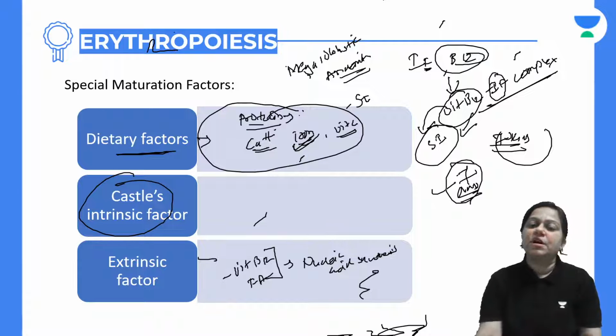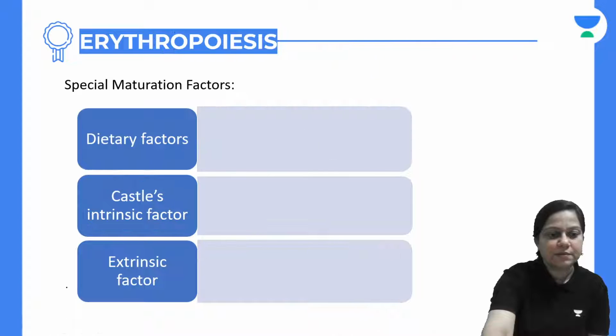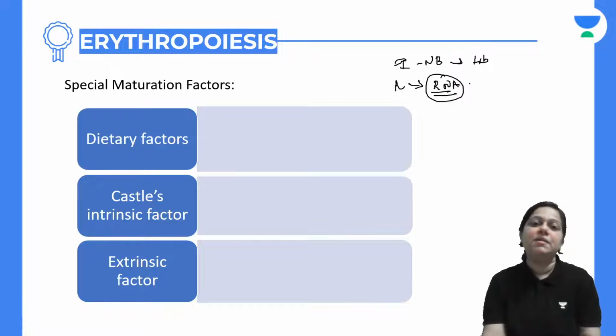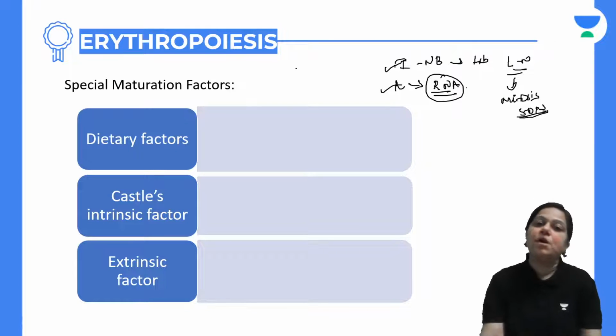So that is about the process. The important points you are supposed to remember: at the intermediate normoblastic stage hemoglobin appears, and in the reticulocyte only remnants of RNA are present. Apart from that there is nothing like a typical cell. At the late normoblastic stage mitosis stops. These are important points to remember.